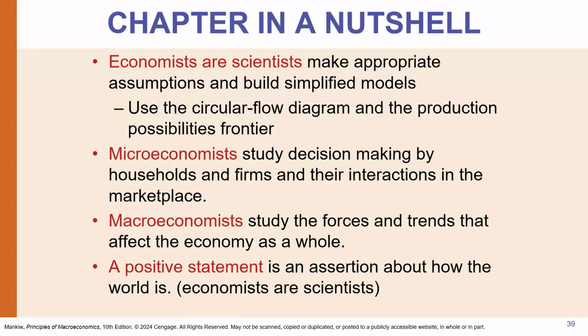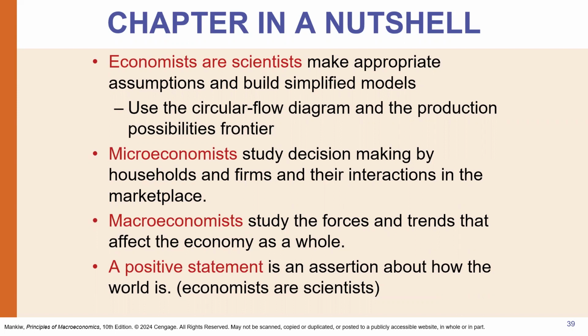So here is a brief review of what we have learned. The economists take two roles. First is scientist. The other one is policy advisor. In the first role, economists make appropriate assumptions and build simplified models. You can use the circular flow diagram and the production possibilities frontier to make the illustration easier.